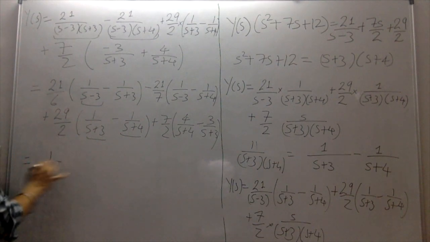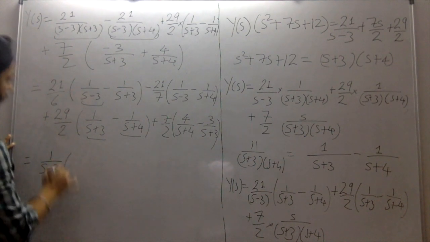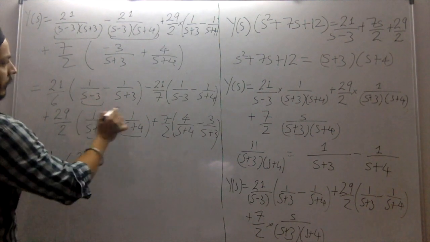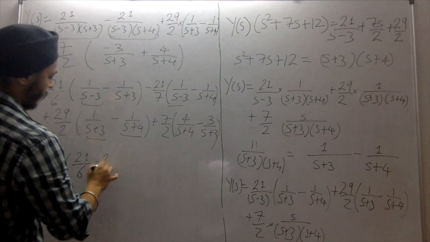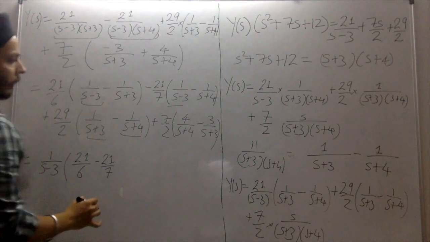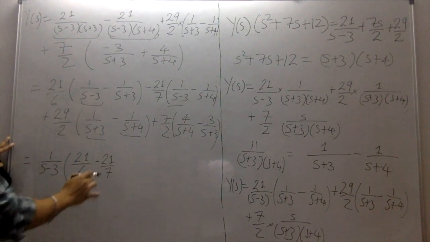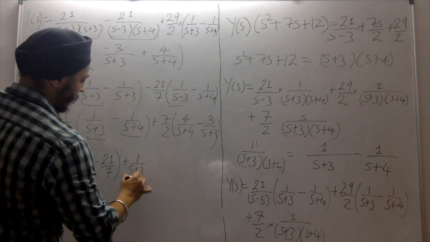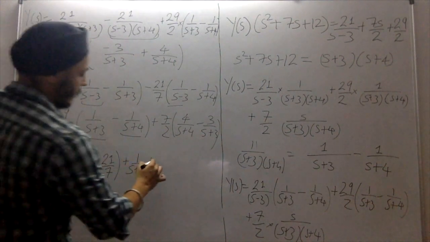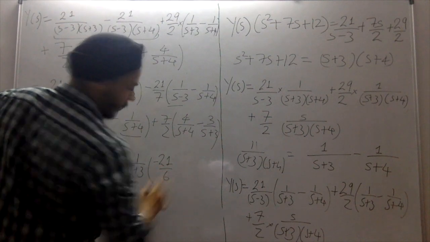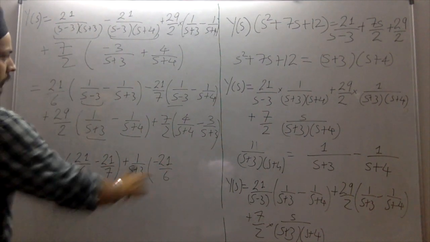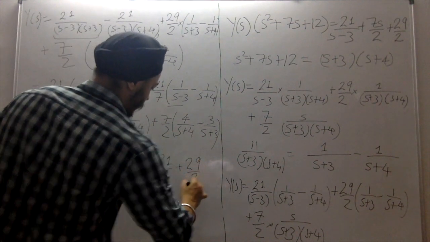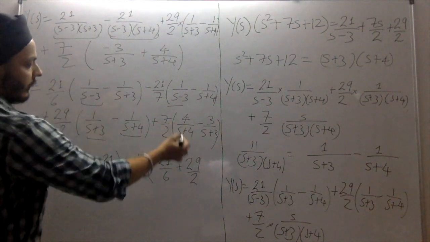We will write it as 1 by s minus 3. The coefficients of 1 by s minus 3 are 21 by 6 minus 21 by 7. So we have two terms for 1 by s minus 3. Now let us write for 1 by s plus 3. We have minus 21 by 6 and plus 29 by 2 and minus 21 by 2.